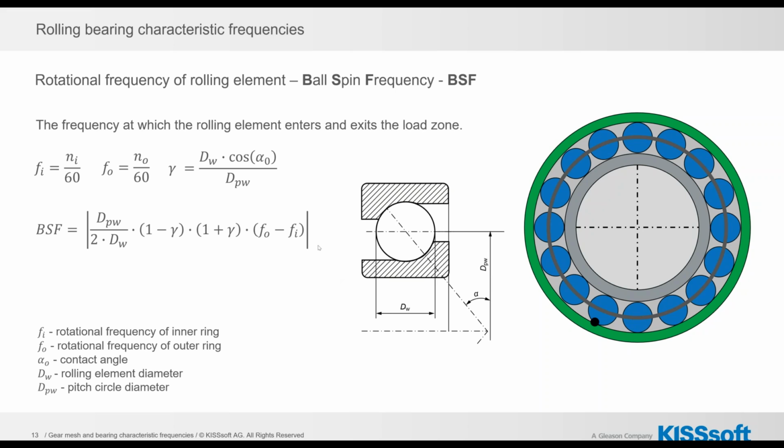Now, moving forward, the second is the ball spin frequency, which is the frequency at which the rolling element enters and exits the zone. We can see from this animation the occurrence of this dot entering and exiting the load zone. Again, this frequency depends on the rotational frequency of the inner and outer ring, but also on the same geometry parameters as shown before.